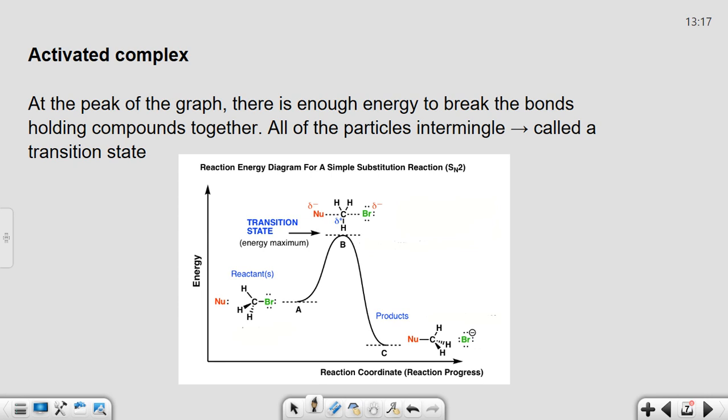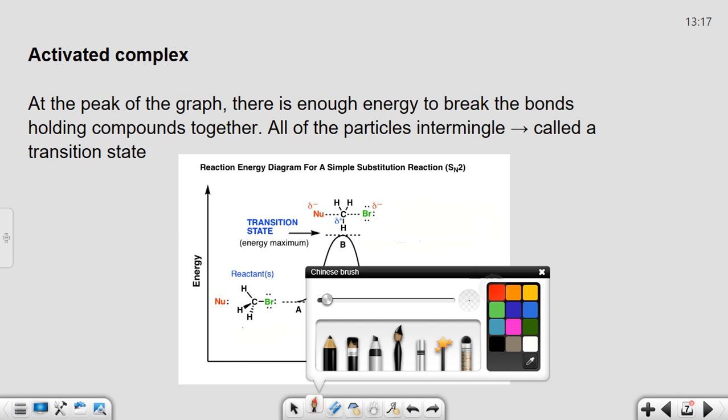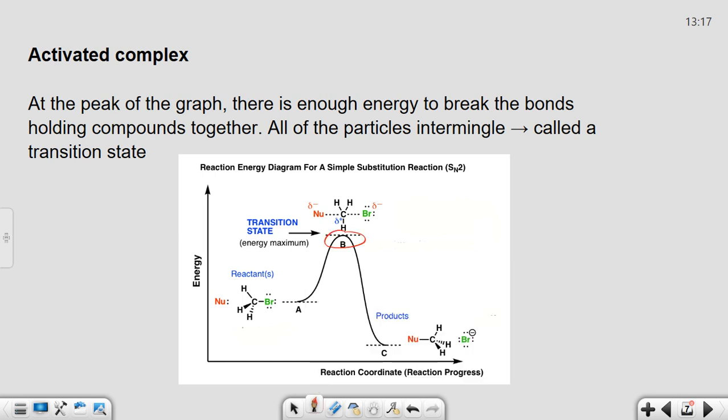There's one other part of this graph we haven't talked about much. It's called the activated complex. And that's right at the very top there. Let's use a different color so we can see it. At the very peak of the graph, that's where there is just enough energy to break those bonds holding the compounds together and reform new ones.